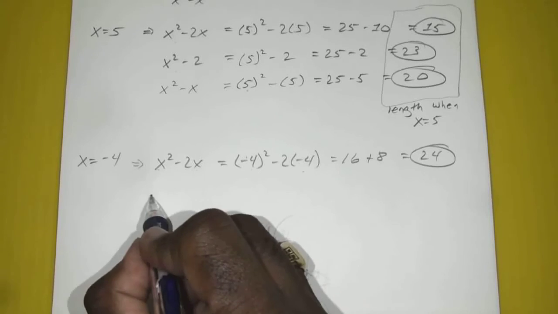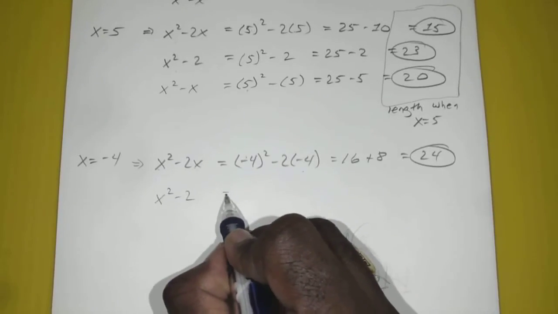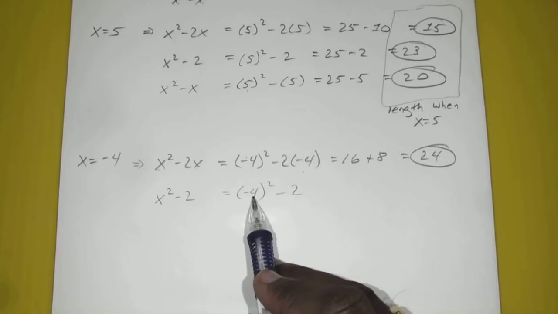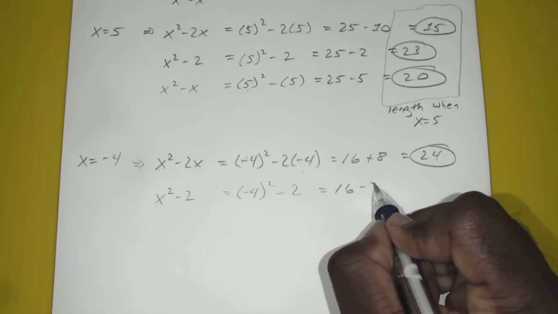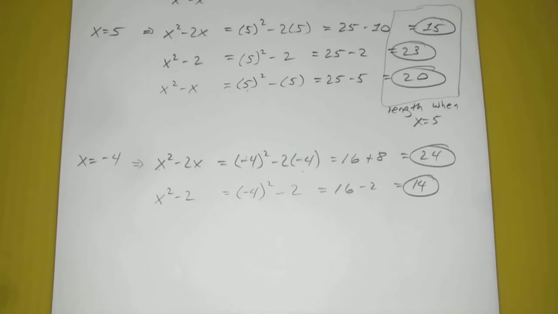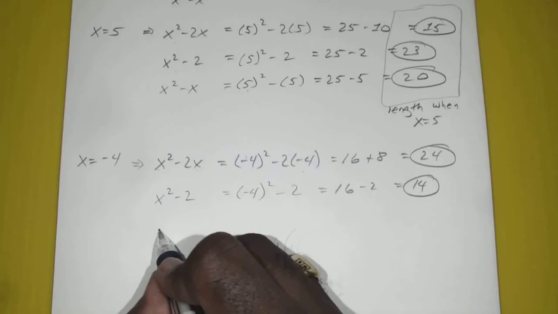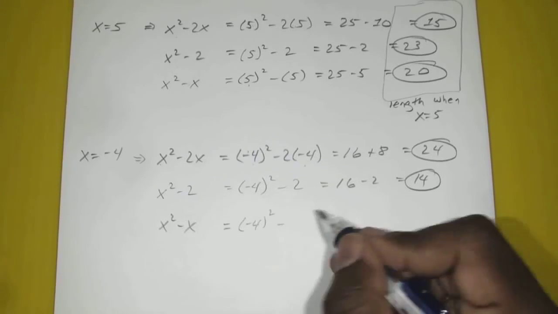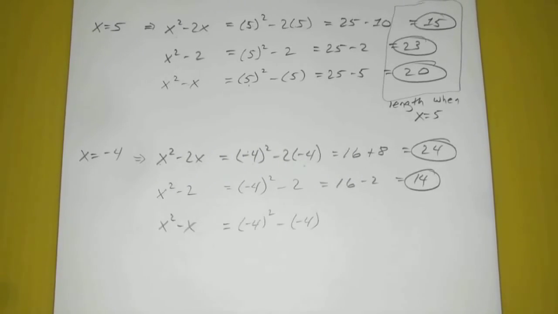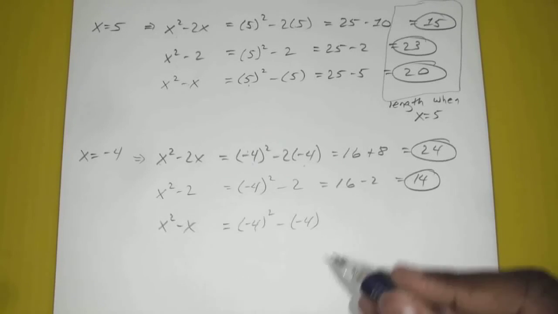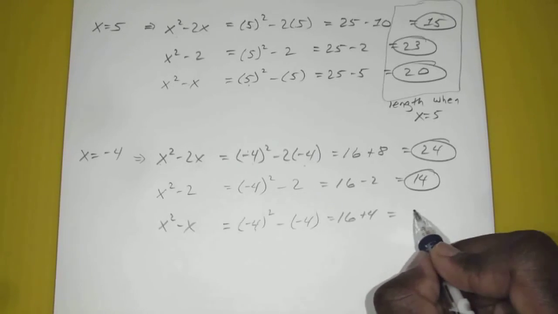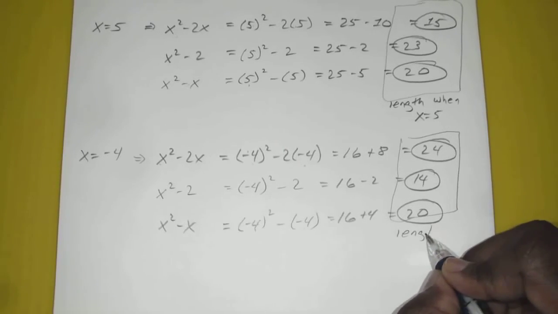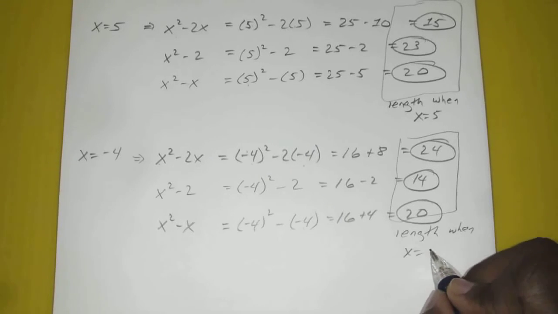Okay. Now for the x squared minus 2, that's going to be negative 4 squared minus 2, which is 16 minus 2, which is 14. And for the x squared minus x, that's going to equal negative 4 squared minus negative 4, or 16 plus 4 in this case, which is 20. Okay, so these are the lengths of the side when x is equal to negative 4.